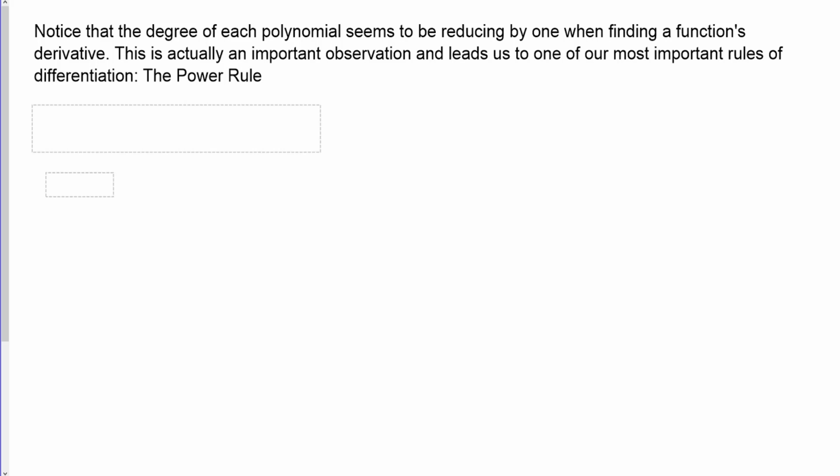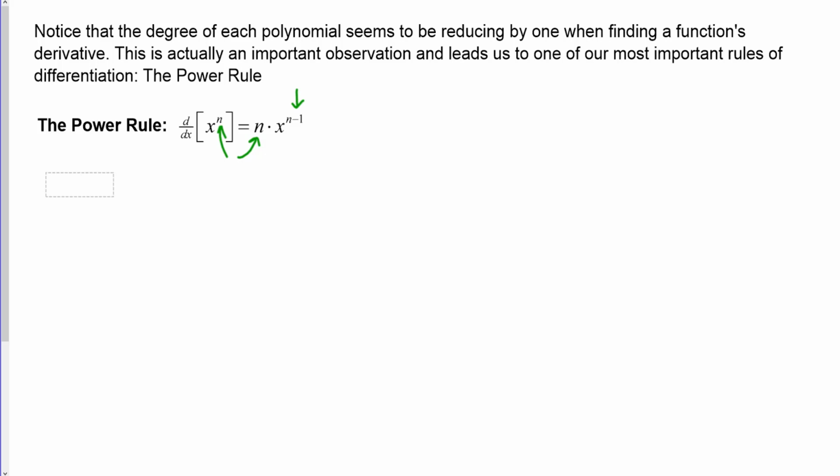So because the degree of each polynomial seems to be reducing by 1 when finding the function's derivative, that observation leads us to one of the most important rules of differentiation, which is called the power rule. And the power rule states this: the derivative with respect to x of x to the nth power is n times x raised to the n minus 1. So effectively what we're doing is whatever this value is right here, we bring it out as a constant multiplier and reduce the degree of the polynomial by 1.